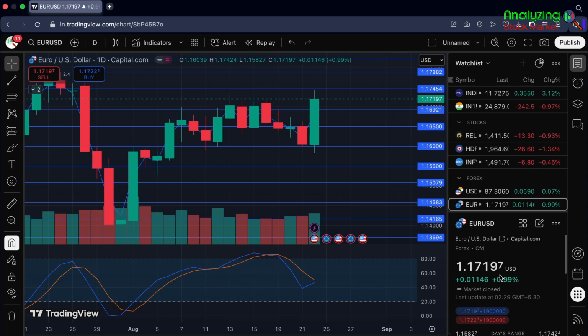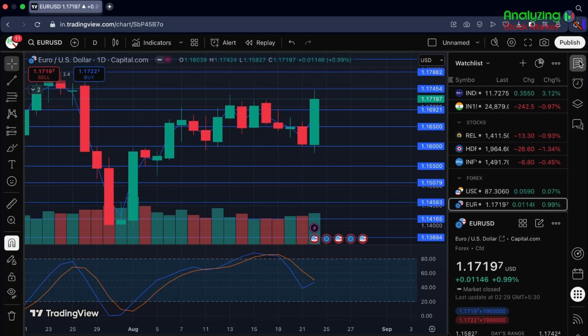Here are my expectations for the coming week, and I'll also be sharing some important support and resistance zones which will help you take better SL and target levels according to your bias. I'll also be sharing my opinion on what could happen in the coming week according to my analysis and previous week's movement. So let's check the weekly chart first.